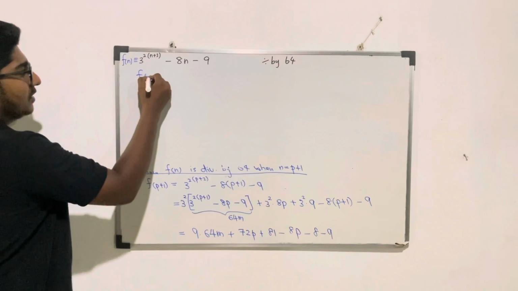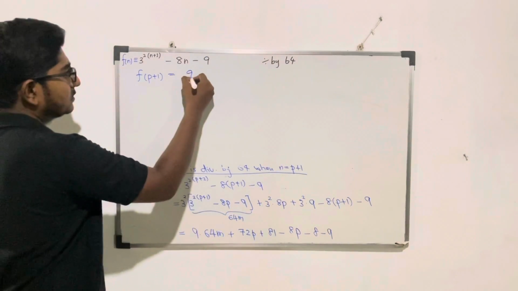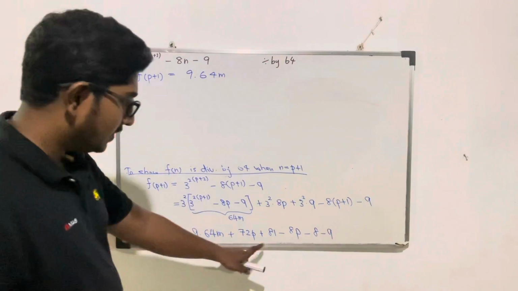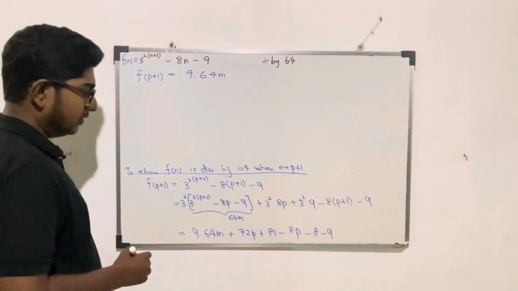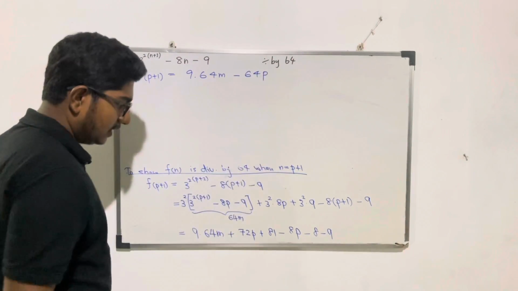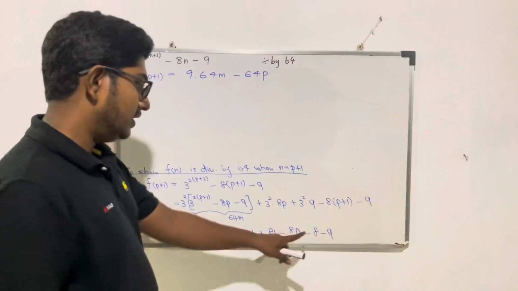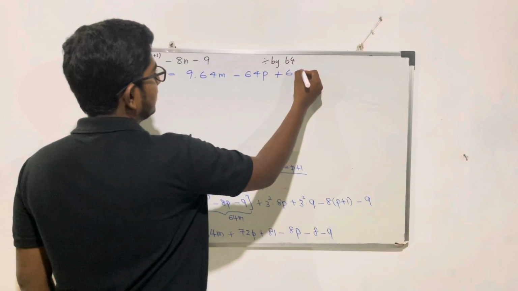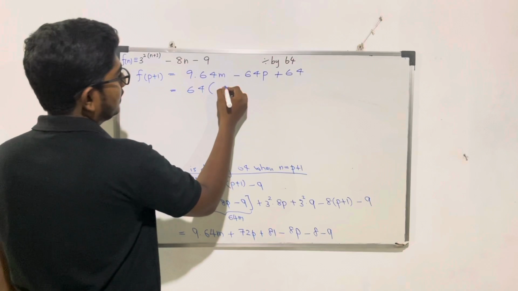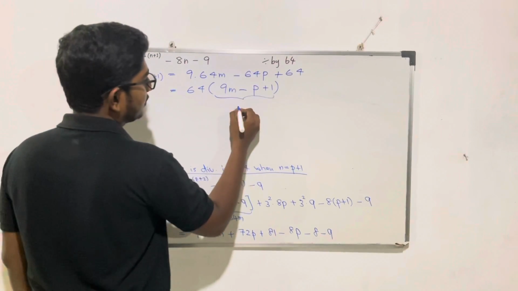Then f of p plus 1 is equivalent to 9 times 64m. Then we can simplify these two. 72 positive minus 8p becomes 64p. Then plus 81 minus 8 minus 9, that is minus 17. 81 minus 17, that is also 64. So here we can see 64 is a common factor. Take that out. 9m minus p plus 1. So this is a positive integer.